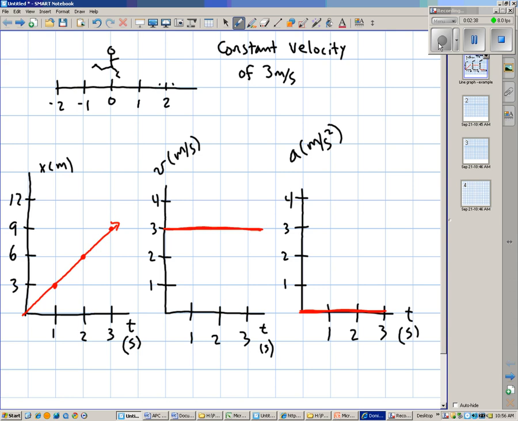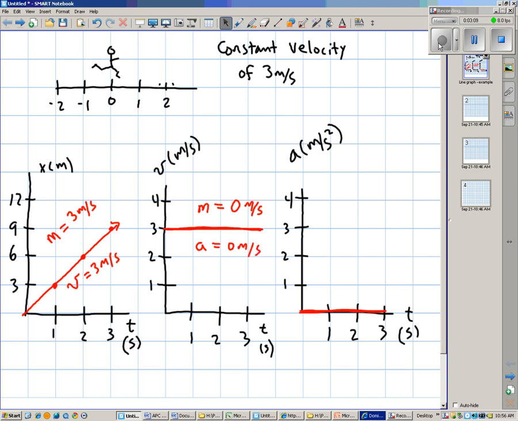And you'll also notice that the slope of a velocity versus time graph will give you acceleration. If you look here, this velocity is 3 meters per second. And if you come over here, this slope equals 0 meters per second squared. That is the acceleration. So the slope of a displacement versus time graph gives us the velocity, and the slope of the velocity versus time graph gives us our acceleration.